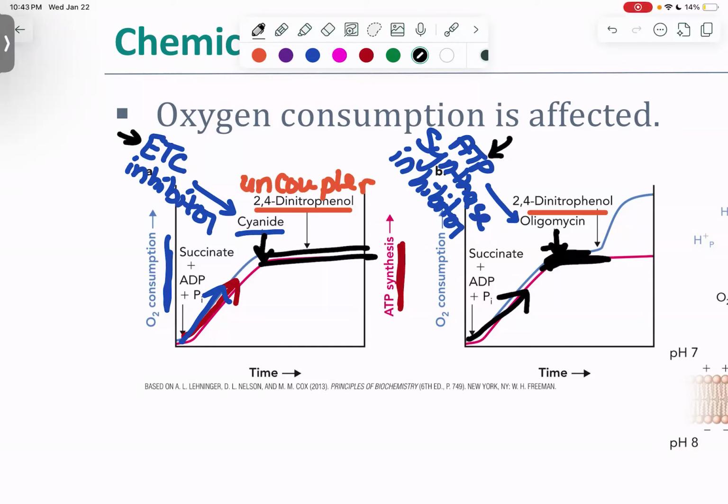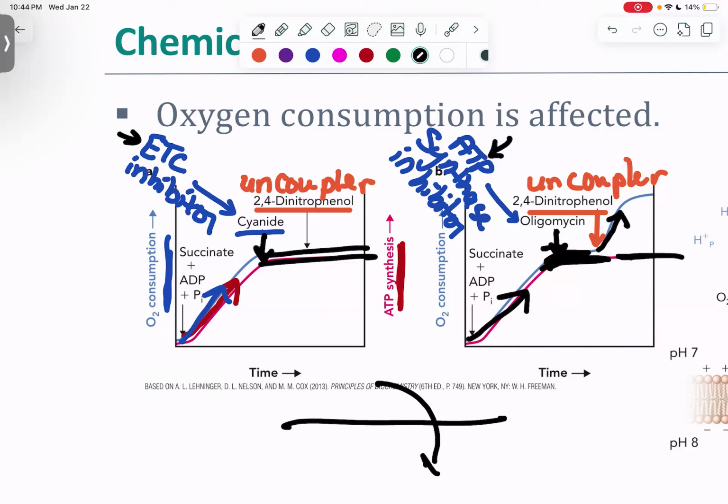But now, if I've inhibited the end of the pathway, if I add this 2,4-dinitrophenol, so this is my uncoupler again, then I'm basically bypassing the ATP synthase complex. So I'm still not going to make any more ATP, but my oxygen consumption is going to resume again because those protons can now flow back across the membrane.